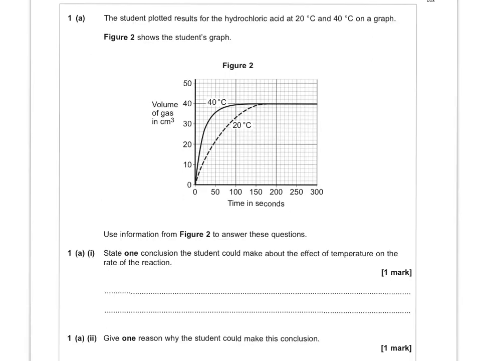The student plotted results for the hydrochloric acid at 20 and 40 degrees C on a graph. Figure 2 shows the student's graph. So here we've got the x-axis is the time in seconds and the volume of gas on the y-axis. We've got curves for 40 degrees and 20 degrees. Use the information from figure 2 to answer the questions. So we're specifically looking at information from the graph for this question.